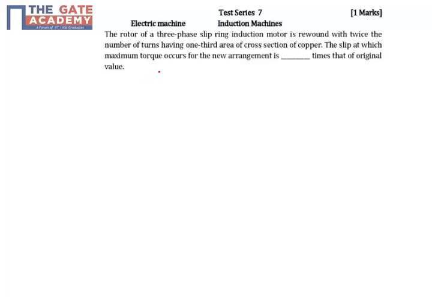So first we'll see the slip corresponding to the maximum torque, that is nothing but R2 by X2. Whenever you change the length, number of turns and area, the resistance will change as well as the reactance will also change. So if these two values change, the slip corresponding to the maximum torque also will change. He is asking what is the new value of SM for a different arrangement.